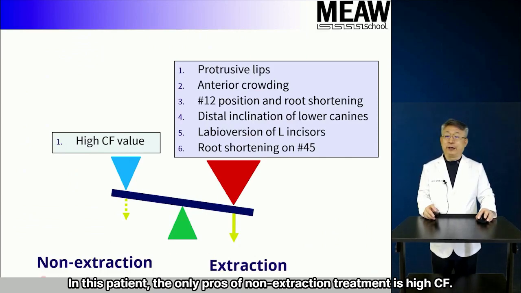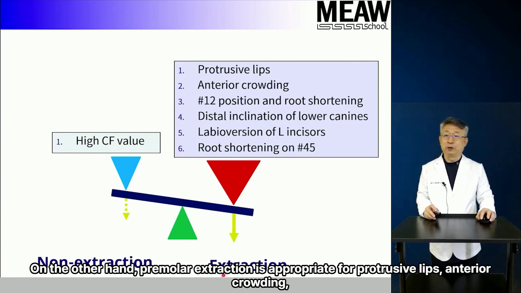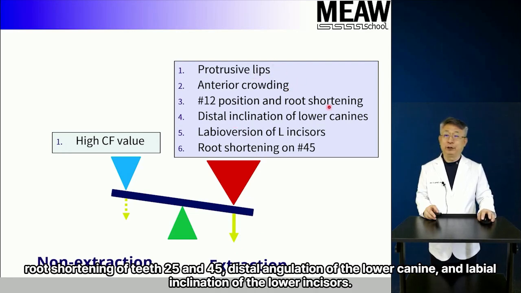In this patient, the only pros of non-extraction treatment is high CF. On the other hand, premolar extraction is appropriate for protrusive lips, anterior crowding, root shortening of teeth 25 and 45, distal angulation of the lower canine, and labial inclination of the lower incisors.